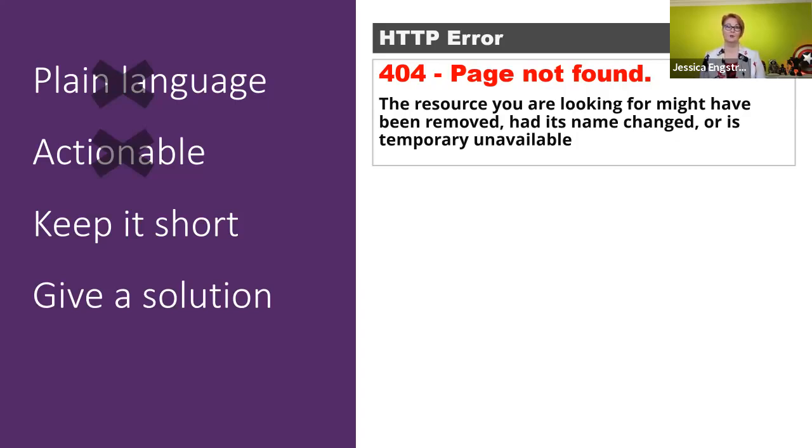Explain how to fix it, if it's fixable. In this example, we get a bunch of uncertainties. It might have been removed, it might have changed name, and it might be temporarily unavailable. And what does that mean? Will it come back? When?